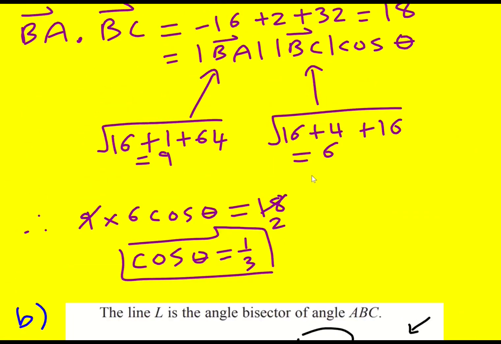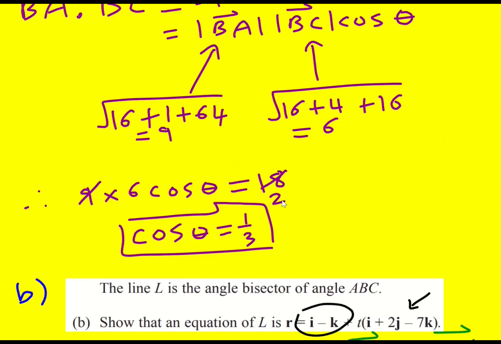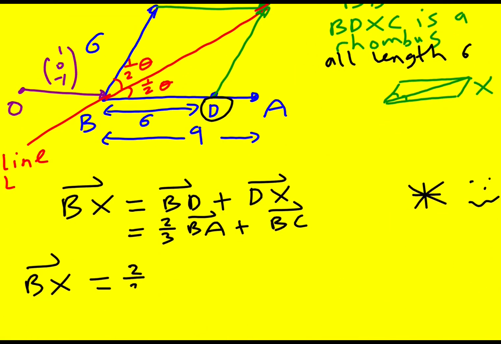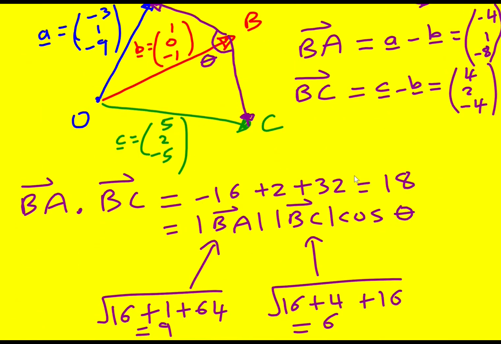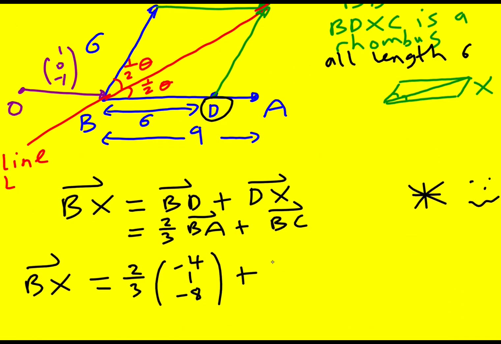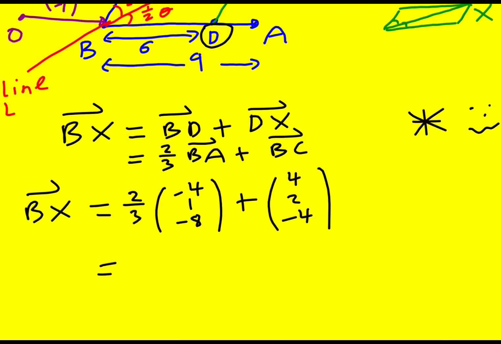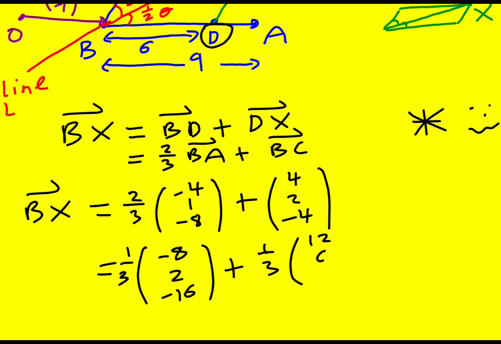So BA, we already had that. I can't remember where it's gone, but here it is: minus 4, 1, minus 8. And BC: 4, 2, minus 4. This is looking a little bit awkward. So what I'm actually going to do is factorize a third out, and then I'll times through by the 2. So I'll get minus 8, 2, minus 16. And if I factorize a third out of this one, I just need to times through by 3: 12, 6, minus 12.